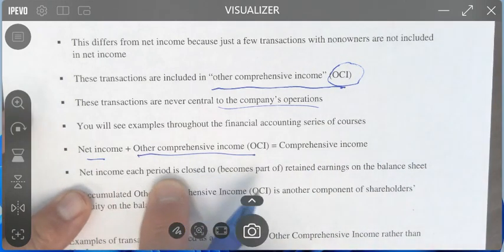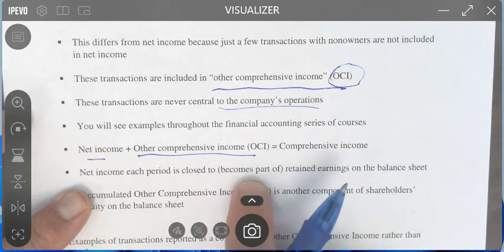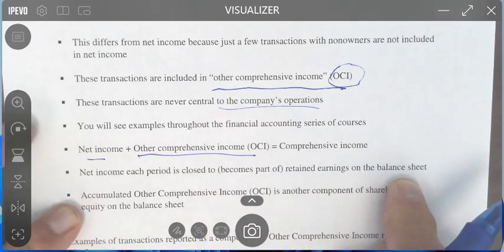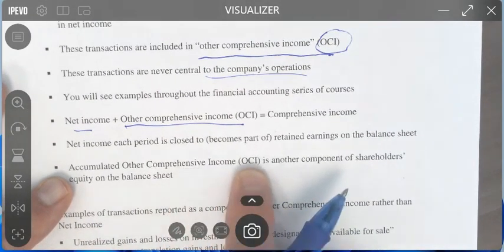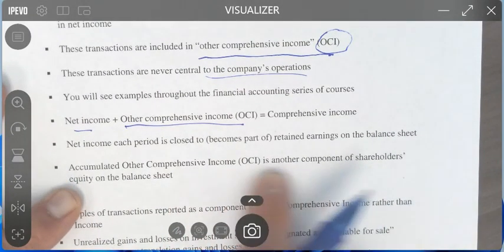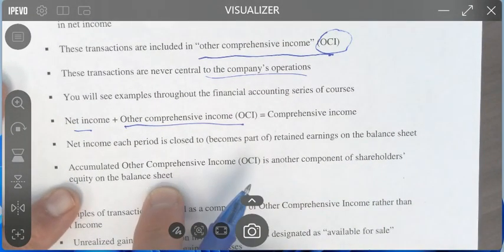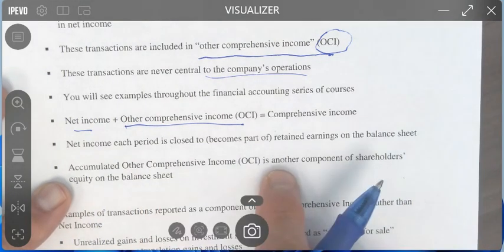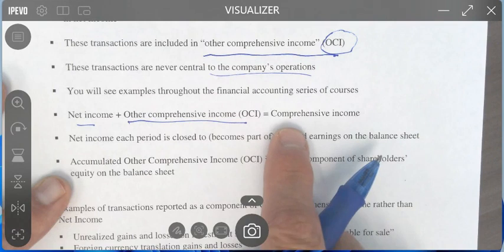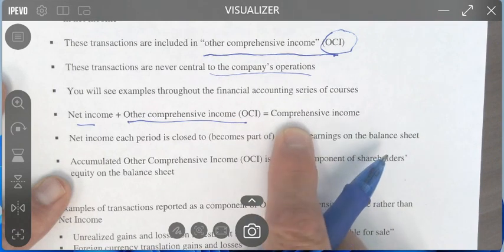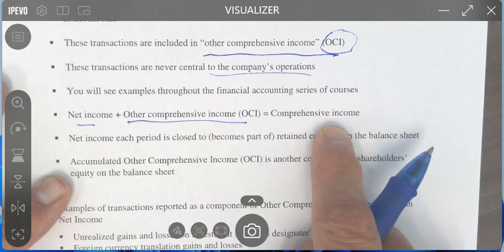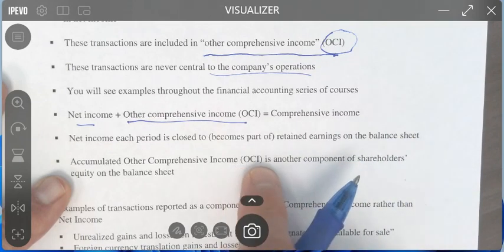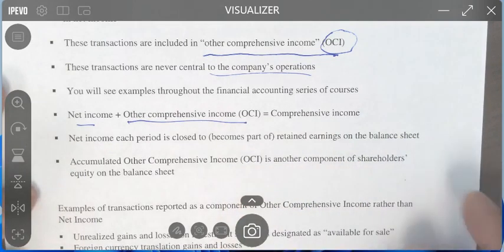Net income each period is closed to and becomes part of retained earnings on the balance sheet. Accumulated other comprehensive income is another component of shareholders' equity on the balance sheet. The key here is that the other comprehensive income does not go through the income statement and retained earnings. It just accumulates as other comprehensive income.